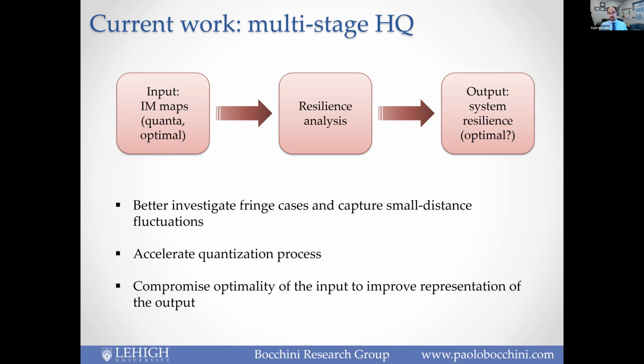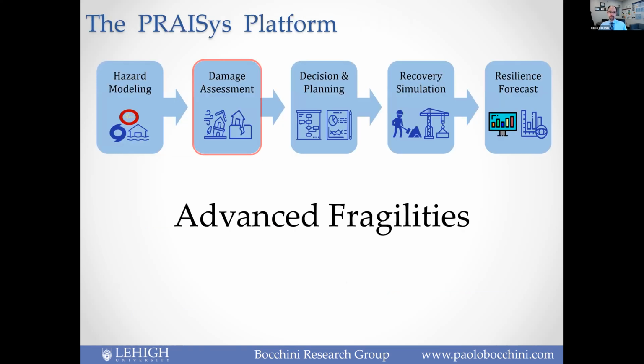It has a side benefit of helping us investigate better the fringe cases and capture also small distance fluctuations. It enormously accelerates the quantization process that becomes very important when you have multiple hazards. And most importantly, it compromises a little bit the optimality of the input to help us get an even better representation of the output. This is a work in progress. We have some analytical results, but we don't have numerical results yet for this.